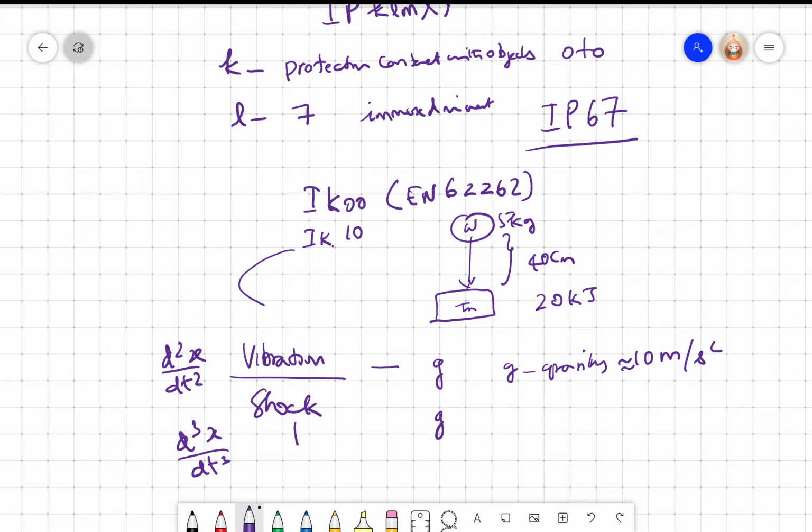But these are rare qualities of a transducer you will be looking for. Generally not for a commercial type of transducer. When you want to use a transducer for special purposes, for example, military purposes, we use all these IP, IK, vibration, shock, and so on.